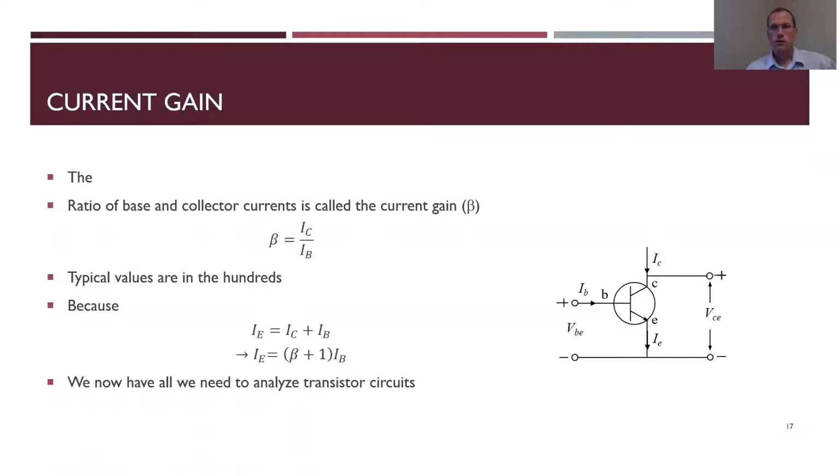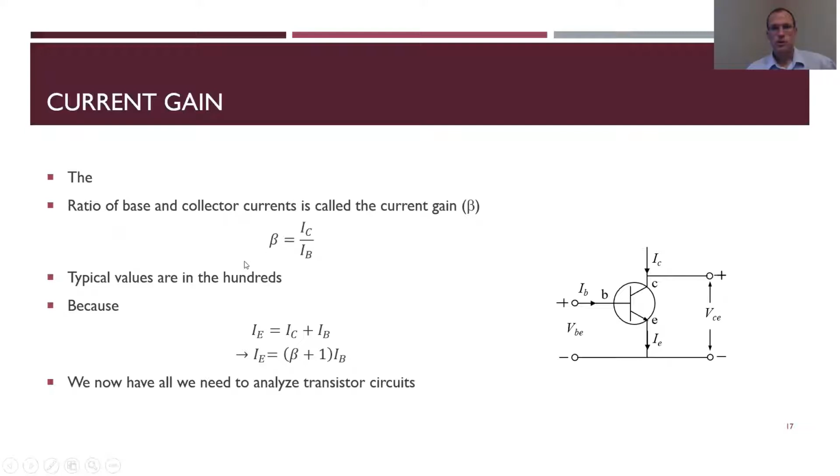So another application of these transistors is as a current amplifier. So we look at the current into the collector compared to the current into the base. That ratio is called the current gain. So IC over IB is beta, my current gain. Typically, this is in the neighborhood of 100 or hundreds.